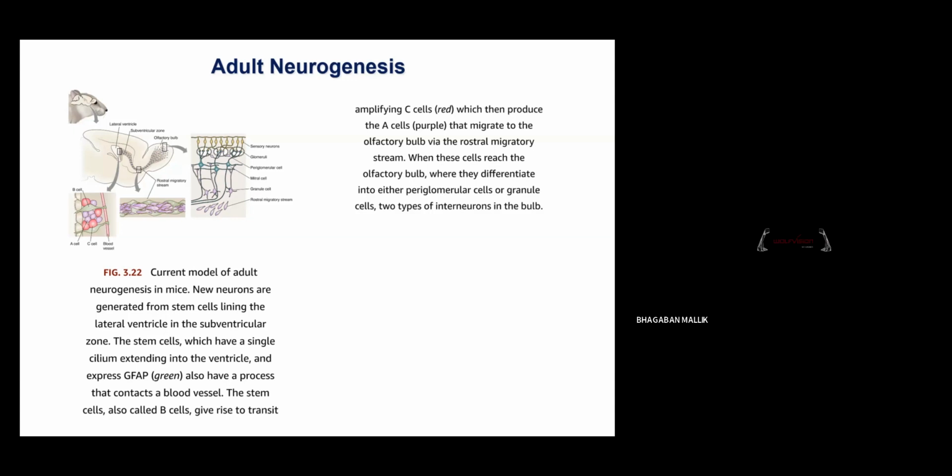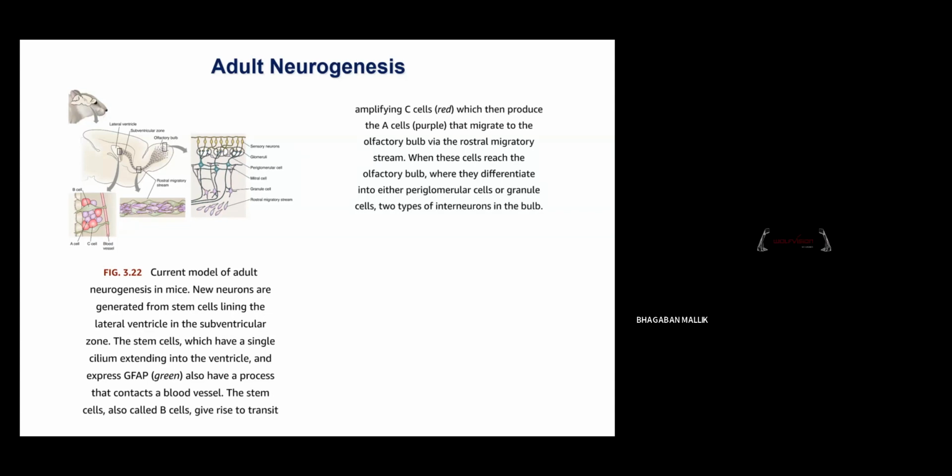So the B cells divide to form C cells. Okay, the larger cell, the red cell that you are seeing, is the C cell. The B cells divide to form C cells, and C cells divide to form smaller cells called A cells. Okay, the A cells actually migrate from this subventricular zone through the process called the rostral migratory stream to the olfactory zone.